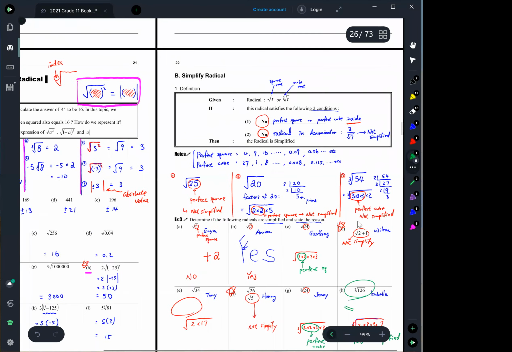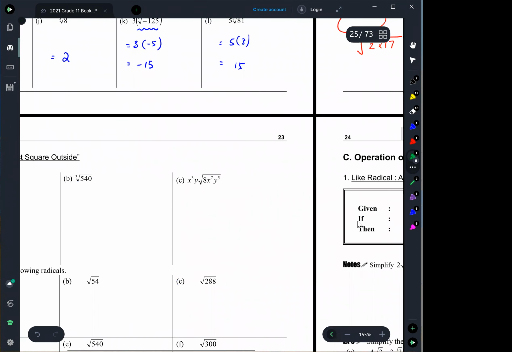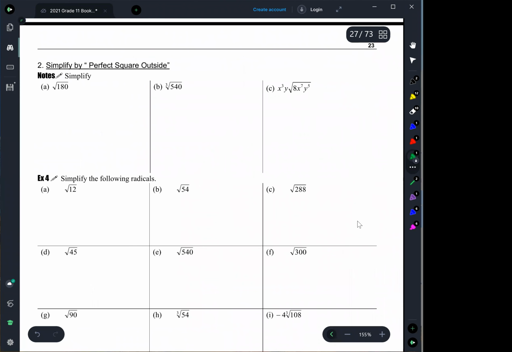Okay, so before the break, we said that to check whether something is simplified or not, you want to make sure there's no perfect square and no radical in the denominator. Sometimes perfect cube, if it's a cube root. So those are the two conditions. Now we are going to actually simplify it. If there's a perfect square, we want to make it no perfect square.